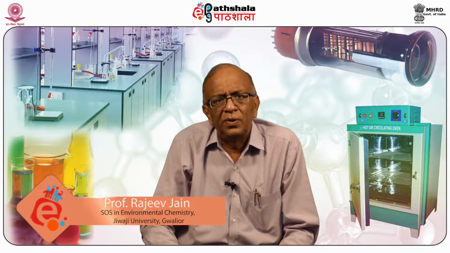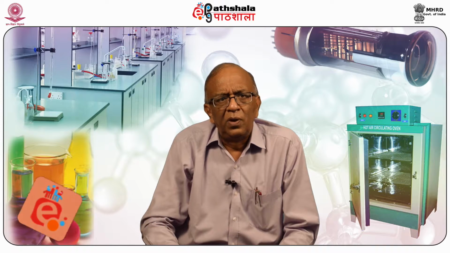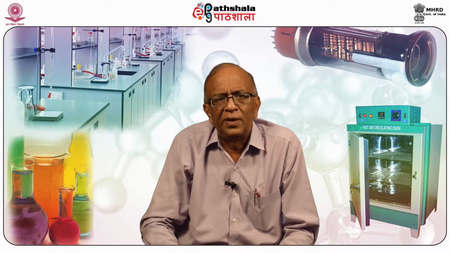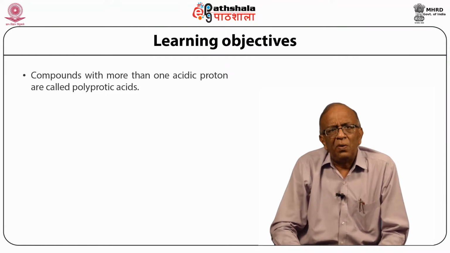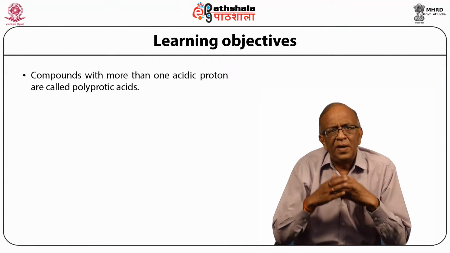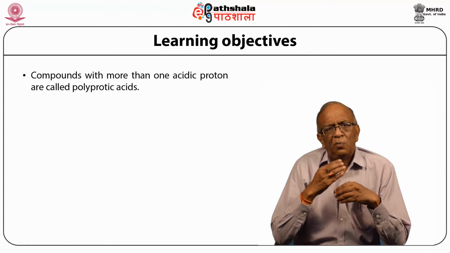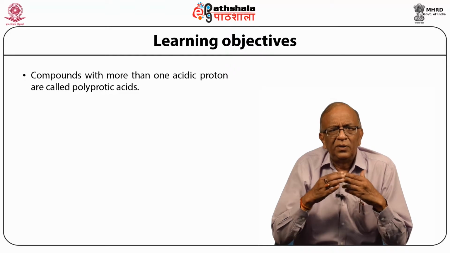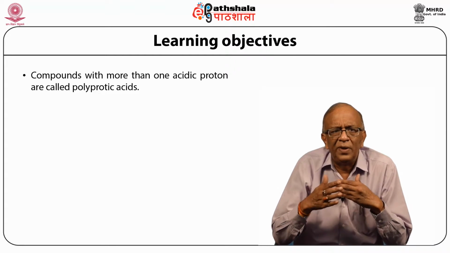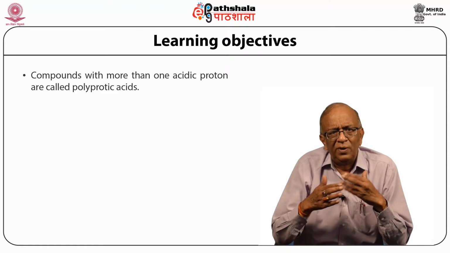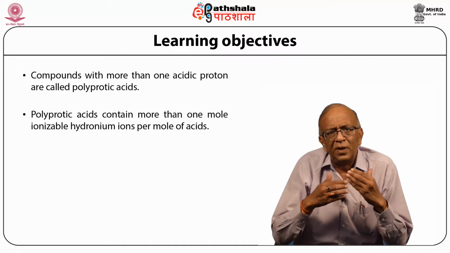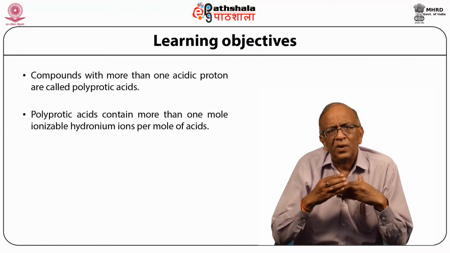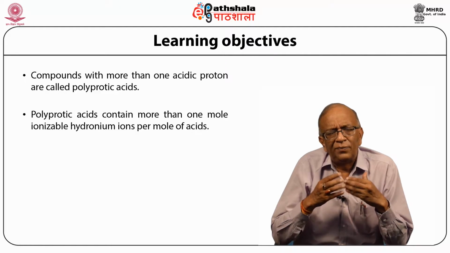Today we are going to discuss a module, Polyprotic acid, under the paper Fundamentals of Analytical Chemistry. Compounds with more than one acidic proton are called polyprotic acids. What are polyprotic acids? The compounds which contain more than one proton. Polyprotic acids contain more than 1 mole of ionizable hydronium ions per mole of acid.